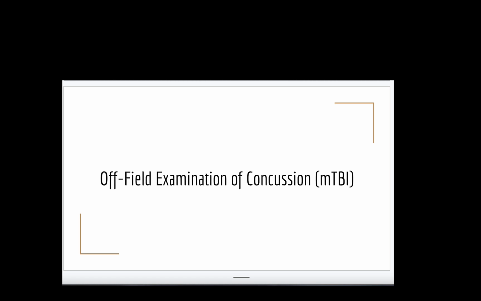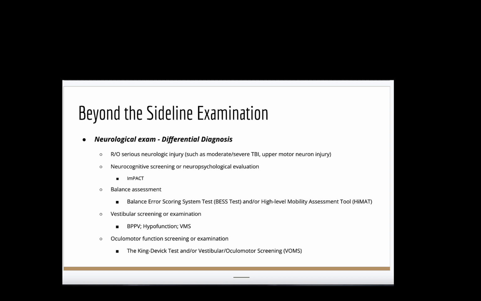Let's talk a little bit more about off-field examination of concussion. There's a few things that you really want to keep in mind if you're going to see a patient post-concussion injury. And the first thing is you got to rule out serious neurologic injury. Remember, the mechanism of injury for somebody with a concussion is most likely going to be traumatic in nature.